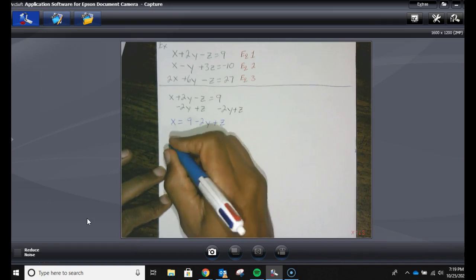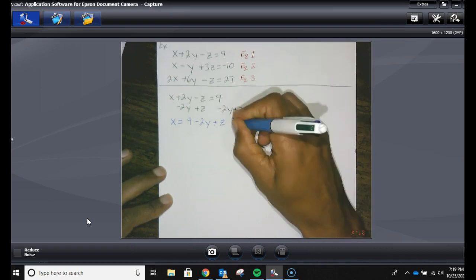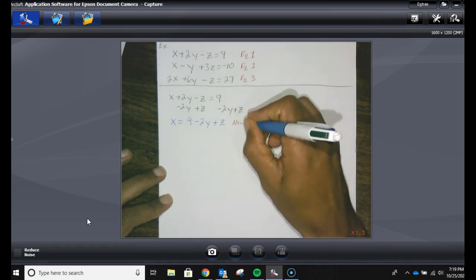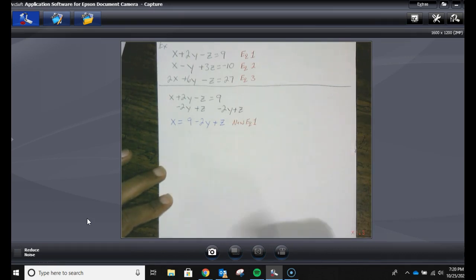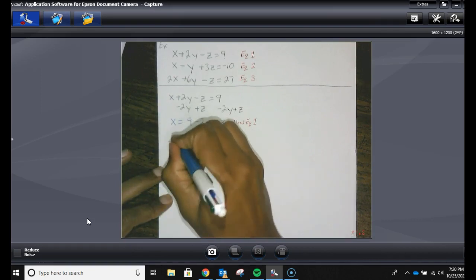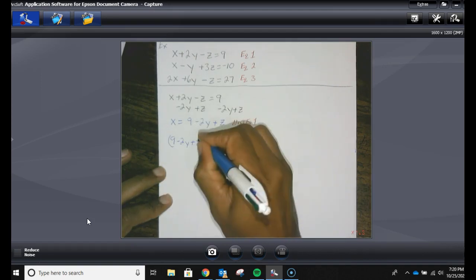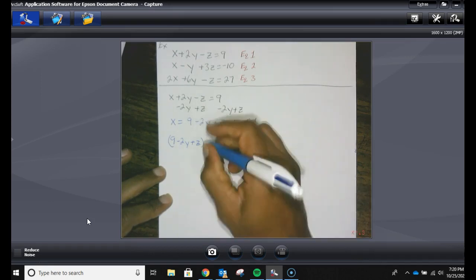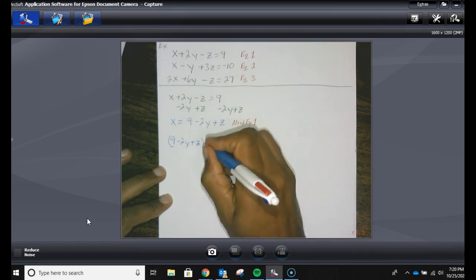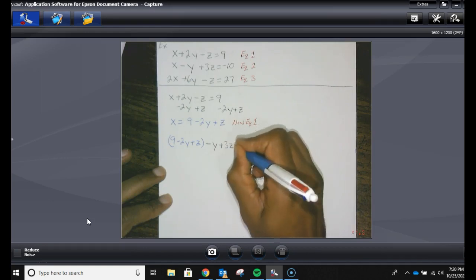So in place of x in the second equation, I'm working with the second equation to get a new second equation. This will be my new first equation. So in place of that x, let's put 9 minus 2y plus z, and then I write the rest of the equation down exactly like it is. So I have minus y plus 3z equals negative 10.